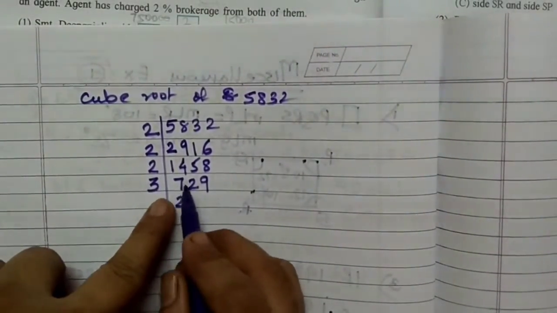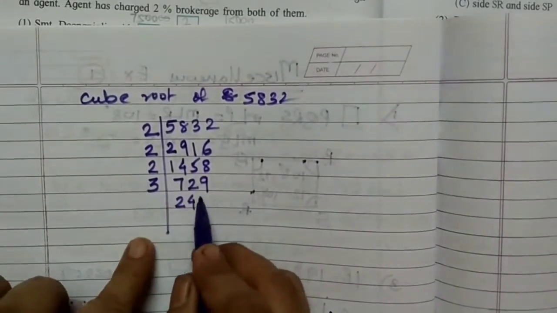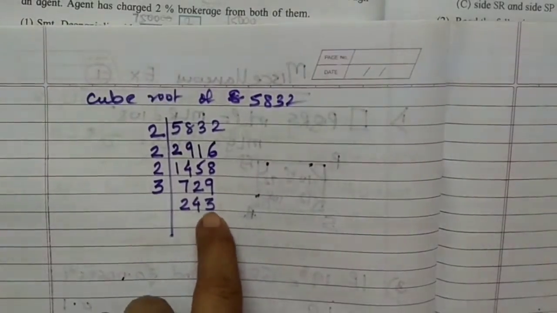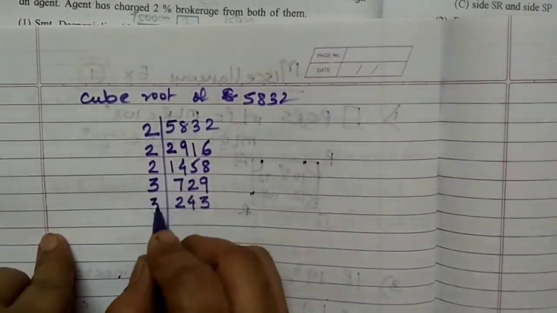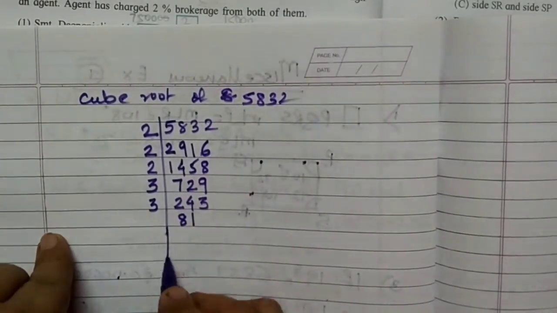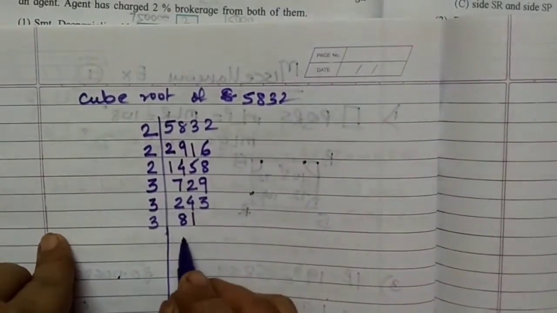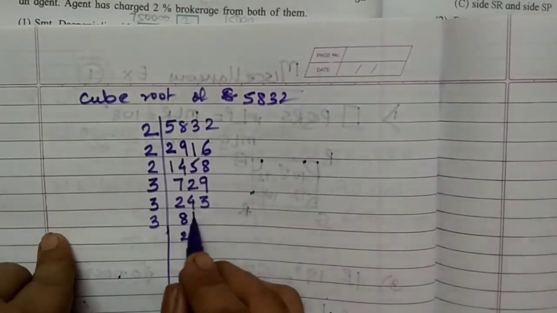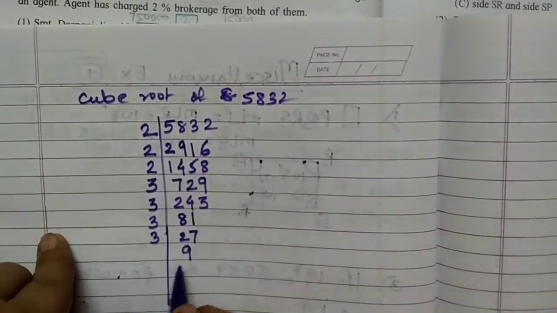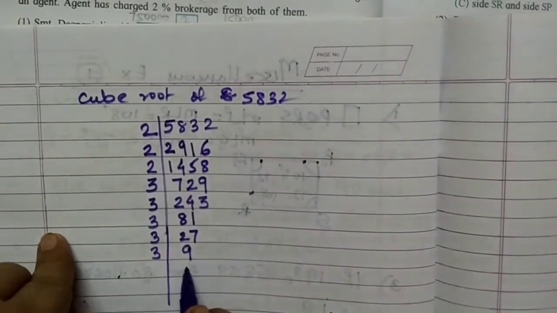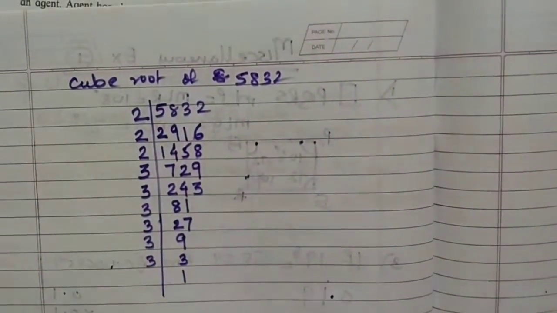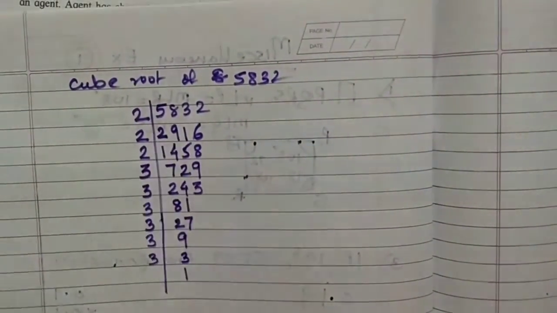3 2s are 6, then 3 4s are 12, 3 3s are 9. Again let us add the digits, 4 5 6 7 8 9. So it is divisible by 3. Now 3 8s are 24, 3 1s are 3, 81. This is divisible by 3. 3 2s are 6, 3 4s are 12, 3 7s are 21. Again by 3, 3 9s are 27. Again by 3, 3 3s are 9. Again by 3, 3 1s are 3. Okay, this way.